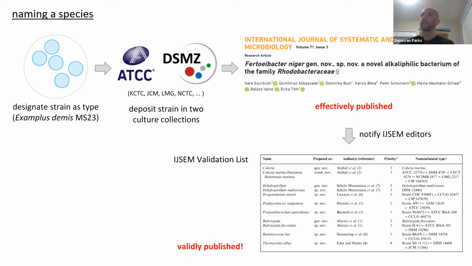They will then look at your publication, make sure it indeed does follow the rules of the code. And assuming that it does, they will then publish your name in what's called a validation list. And at that time, your name is validly published.